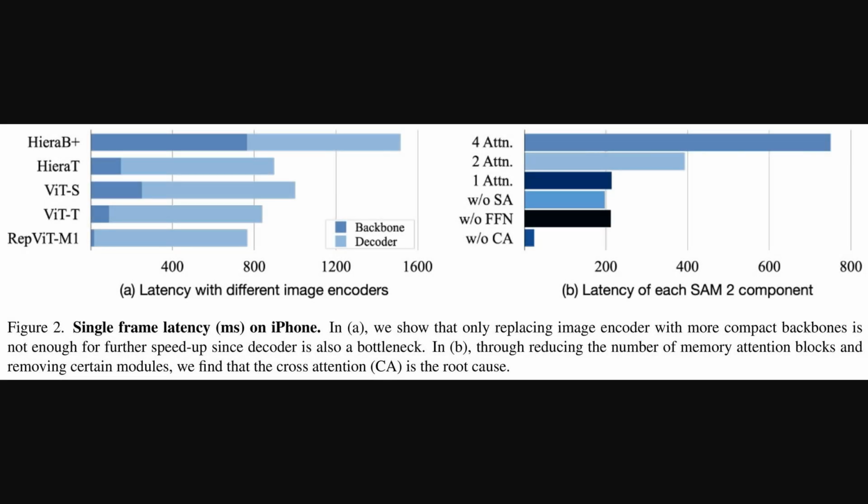Okay, so digging deeper than just overall speed, this figure breaks down the single frame latency. That's the processing delay in milliseconds on an iPhone. Part A looks at different image encoders, the parts that first process the visual input. We see that even with faster image encoders, the decoder, which generates the final object outlines, is still a bottleneck. Then Part B examines the internal components of the Segment Anything Model 2, especially within its memory attention blocks, revealing that cross-attention, or CA, a mechanism for combining information from different sources there, is the primary slowdown. This analysis really pinpoints where the performance hit was coming from.